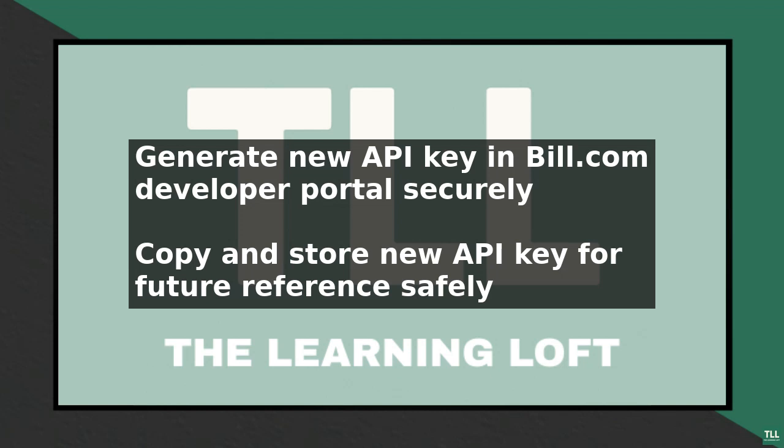Next, update your application to use the new API key. Locate the section of your code where the API key is stored and replace the old key with the new one. Make sure to update all instances of the old key to prevent any errors.